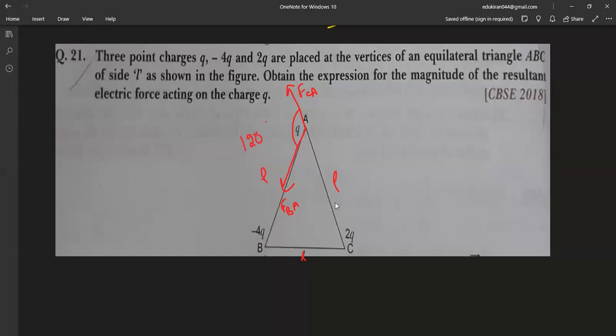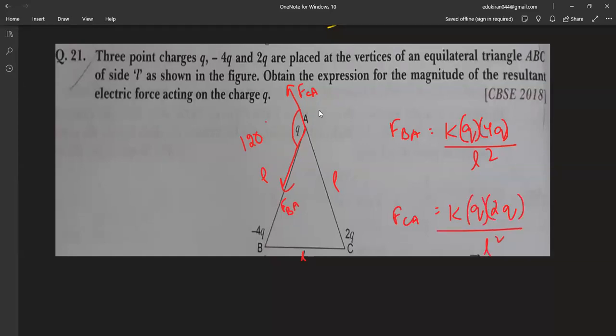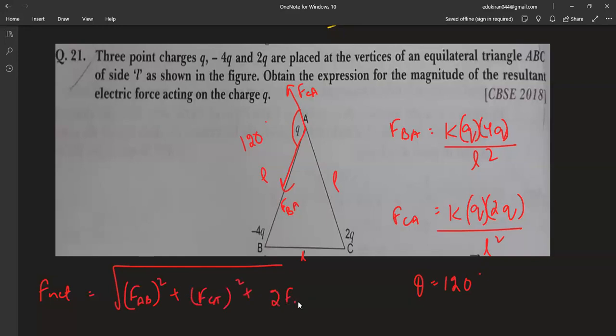Now see, the magnitude of each force. When you are calculating FBA, it is KQ into 4Q, meaning Q1 into Q2, divided by L square. When you are calculating FCA, this is again KQ into 2Q divided by L square. Now you get these values. This is one force, this is the second force, and theta between them is 120 degrees. Properly apply your parallelogram law to get the resultant force. Resultant force will be under root FBA square plus FCA whole square plus 2 FBA into FCA cos 120 degrees. This you have to solve to obtain the value of the net force.